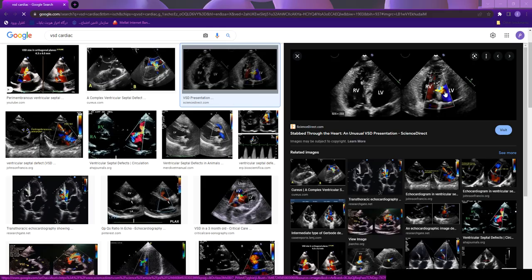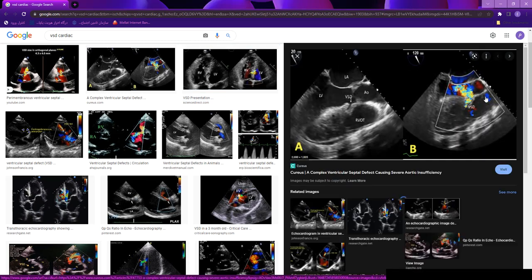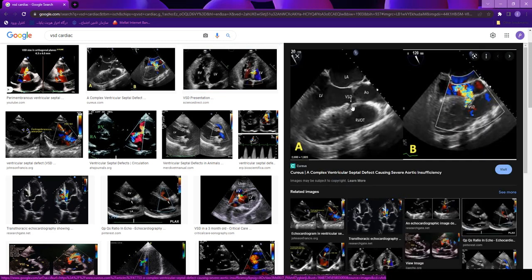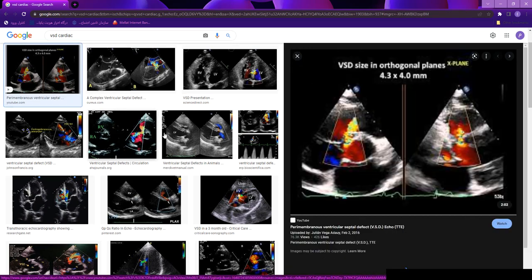In this picture we see the VSD and flow from left to right, and this is the VSD in the septum, and this is the VSD in the septum. In echocardiography we can detect this VSD.